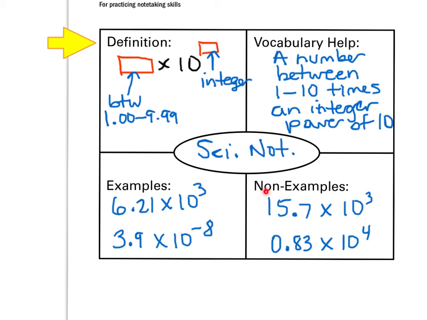Now, non-examples would be this. 15.7 times 10 to the 3rd power. At first it looks good, but remember, this front number cannot be bigger than 9.99, so that wouldn't work. This is also a bad example because look at 0.83 times 10 to the fourth power. You cannot have a number here in front that's smaller than 1, okay?